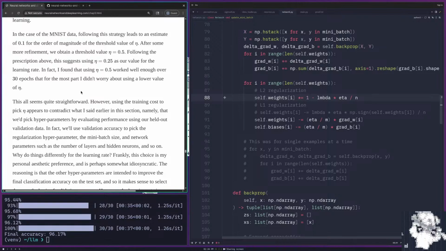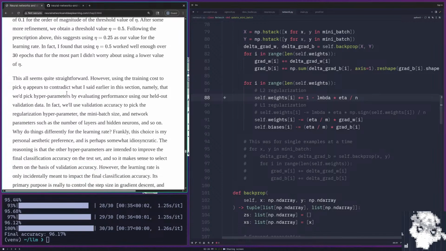In the case of the MNIST data, following this strategy leads to an estimate of 0.1 for the order of magnitude for the threshold value of eta. After some more refinement, we obtain the threshold value eta equals 0.5. Following the prescription above, this suggests using eta equals 0.25 as our value for the learning rate. In fact, I found that using eta equals 0.5 worked well enough over 30 epochs that for the most part I didn't worry about using a lower value of eta.